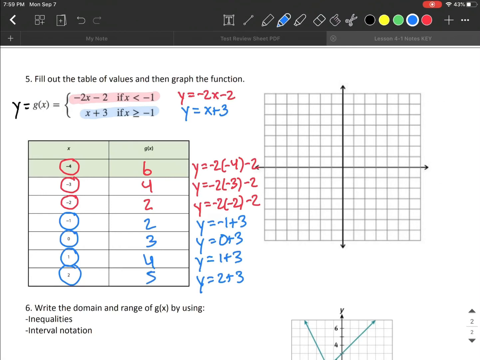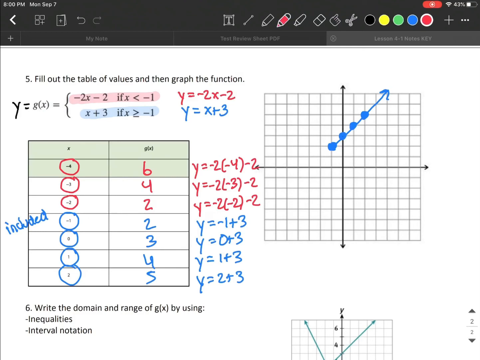And then I'm just going to plot these pieces on my graph. So I'm going to start with the blue piece. I have negative 1 comma 2. I know that is included since x is equal to negative 1 is included in this interval. So I'm going to put a shaded dot on that piece. So I have negative 1 and 2, and I'm putting a shaded dot. Then I have 0 and 3, 1 and 4, 2 and 5, and then I'm connecting these. And that's a piece of a line.